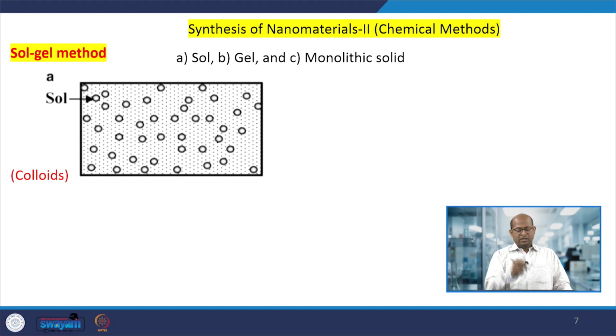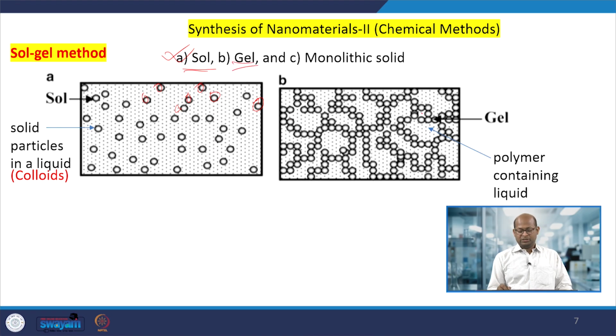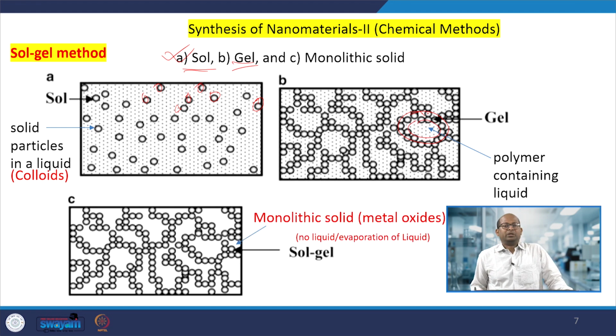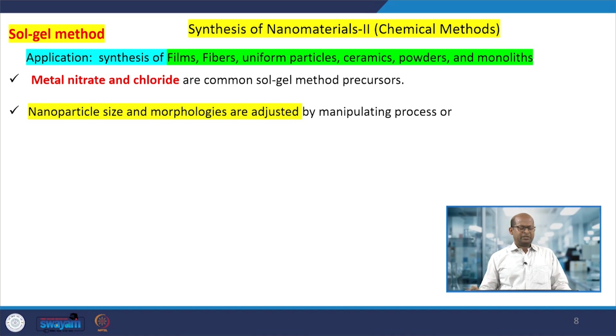Initially, the beginning stage is solution formation, where metal ions are distributed in a particular solvent. After that comes gel formation, where the gel has metal ions and polymer-containing liquid inside. Once the liquid is removed by heating, the skeleton of metal oxide is left over. That way we can develop the material depending on our application. We can synthesize films, fibers, uniform particles, metal oxides or any powder or monolithic materials.